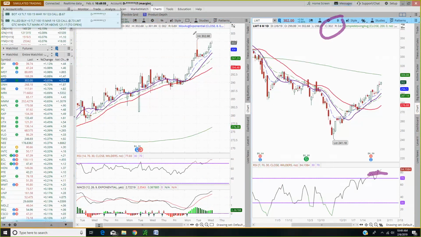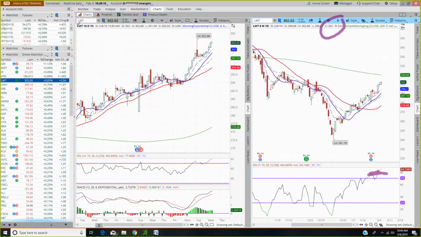I'm getting stuff filled. Oh, we got filled on that TLT position. So if you guys put in that TLT position, we just got filled. Or like me, I got filled this morning. Anyway, that's what I'm looking for.